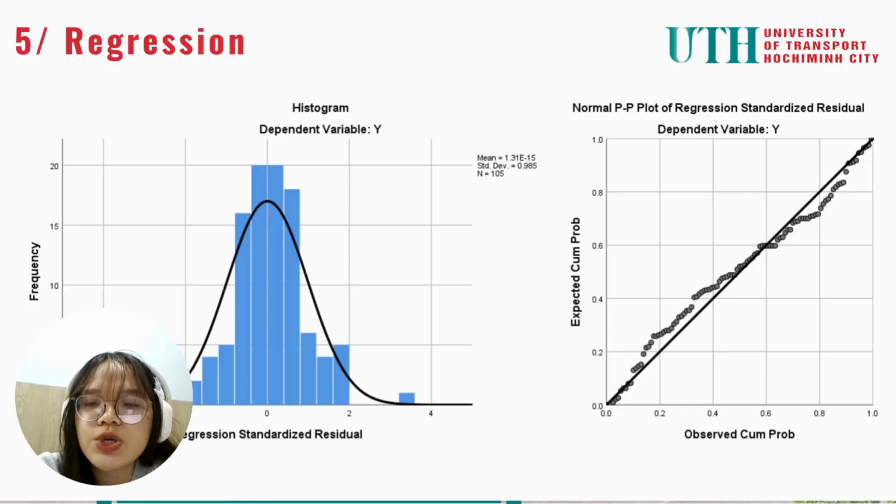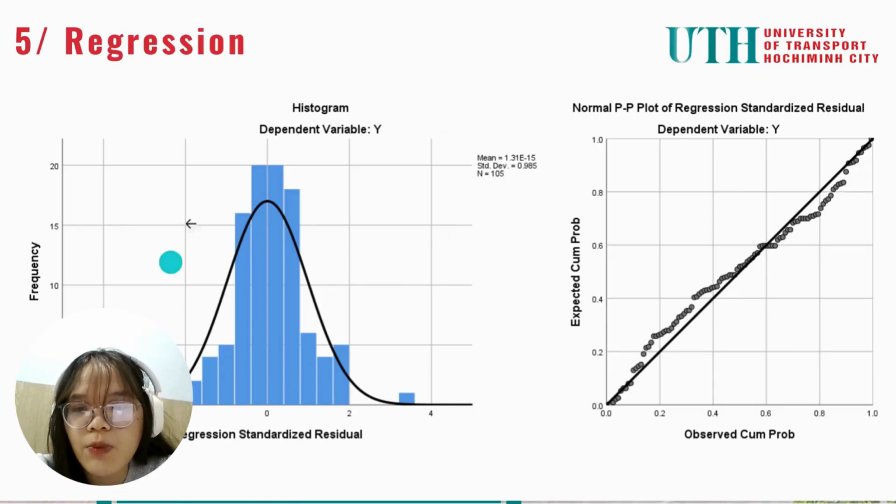I will now move to the regression analysis. So before interpreting the regression results, we examine the normality of the residuals. The histogram was approximately bell-shaped.